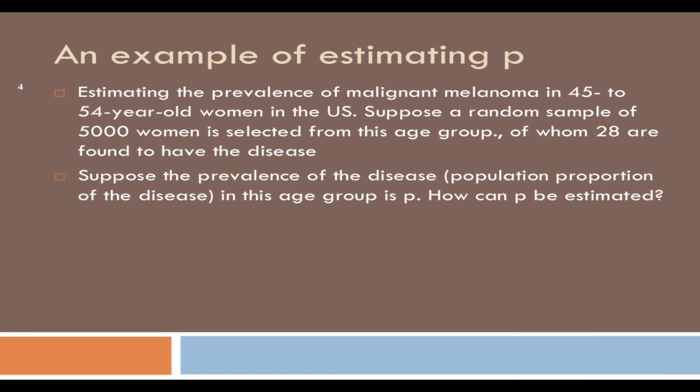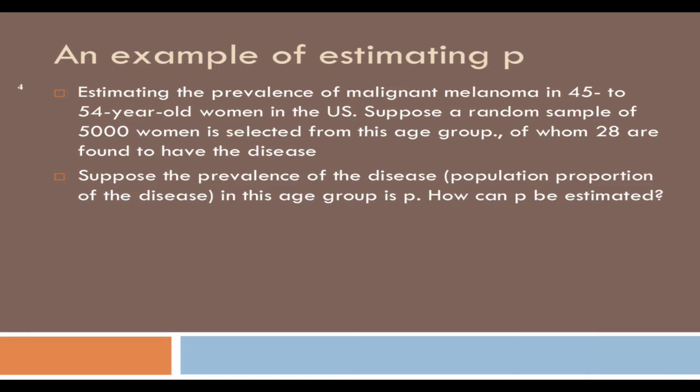And your task is to use those numbers, 5,000 and 28, to estimate the prevalence of melanoma in the general population. And because you have learned lecture 1, you know that if you're given this task, you not only need to provide a point estimate, you also need to provide a confidence interval that is associated with your point estimate.